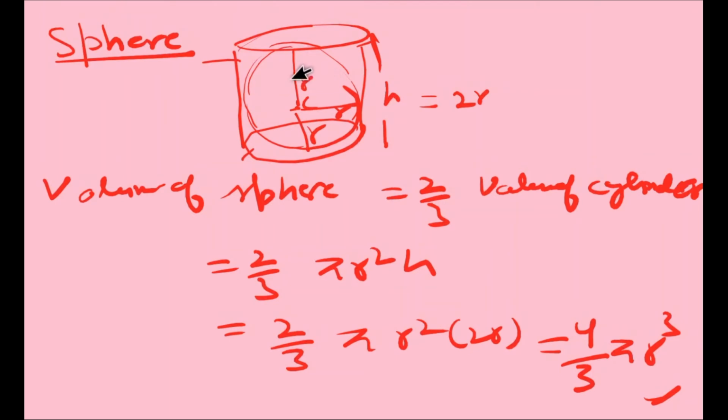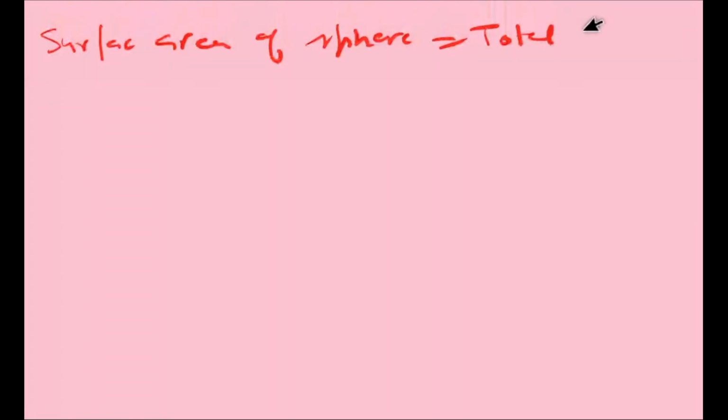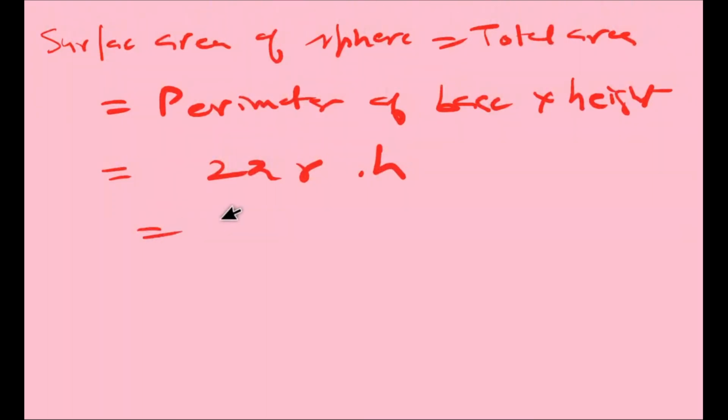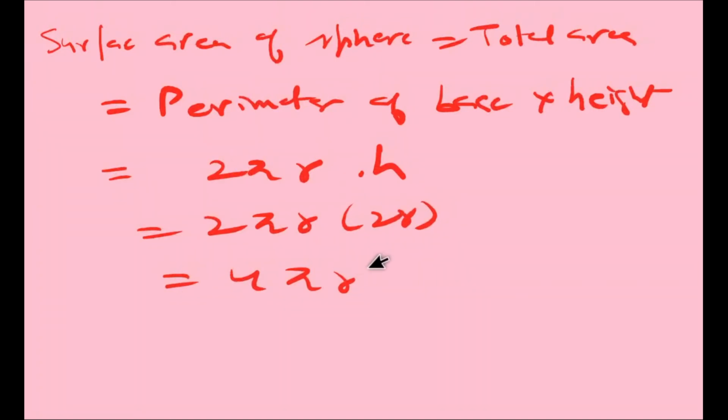Okay. Now, if we want to talk about the surface area of a sphere, it is also the total area, that is perimeter of base into height. And in the previous figure you can say 2 pi r into h, but here h equals 2r, so we can say 4 pi r square.